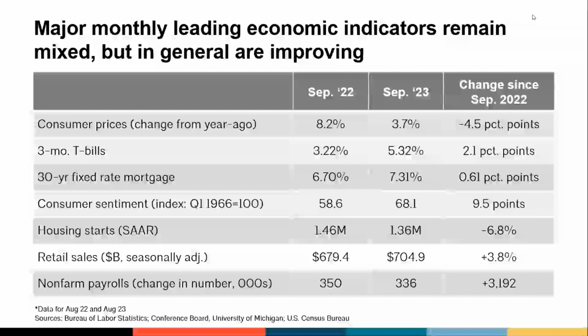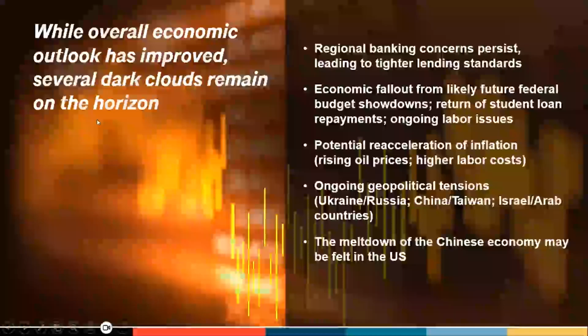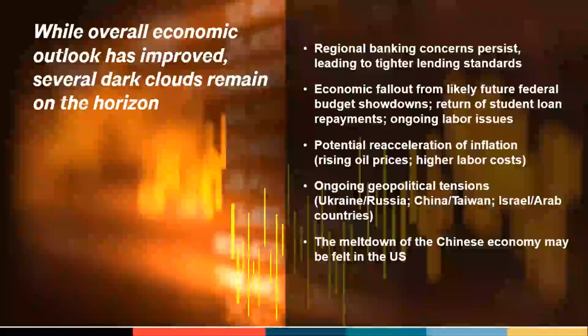So if you're wondering what are the things we take a look at, these 7 indicators are the majority of the ones we try to track every month. So let's get into it a little bit more. While the overall outlook, I mentioned this in the beginning, has improved, we are seeing those dark clouds on the horizon. And here are the 5 that we would argue are the top ones we're concerned about.